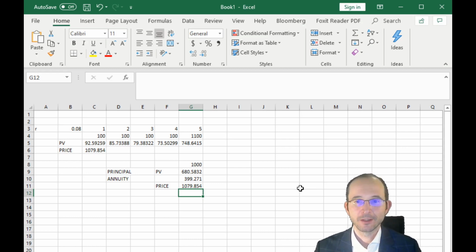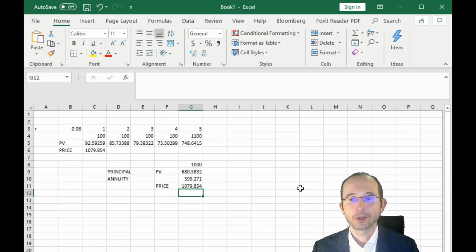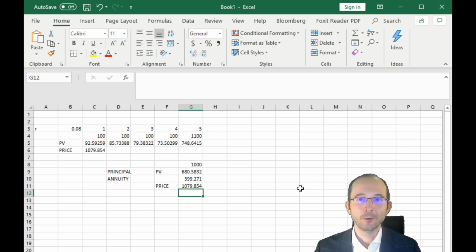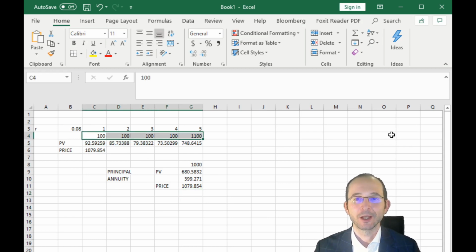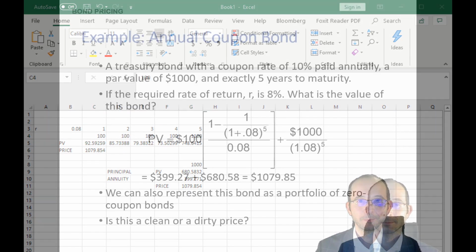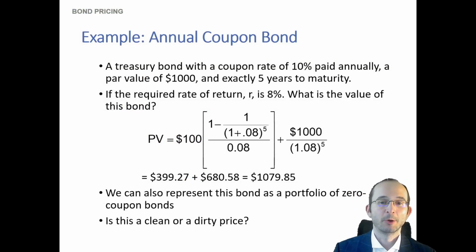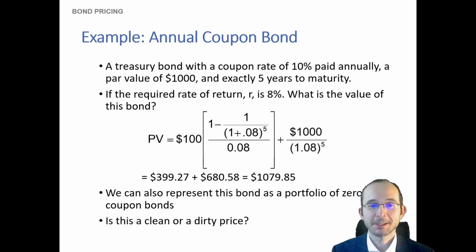And remember, if not, then you can potentially execute an arbitrage trade where you buy the undervalued one, sell the overvalued one, because ultimately the cash flows are obviously going to be the same. These are going to be the cash flows that you get in this fixed income contract. Good. Now hopefully that makes more sense.